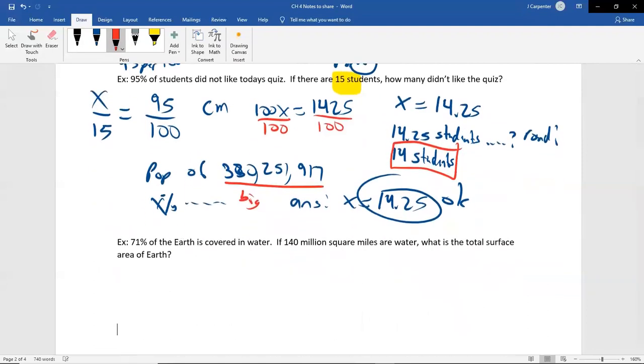There's that quiz peeking at you. 71% of the Earth is covered in water. This is not the quiz. If 140 million square miles are water, what is the total surface area of Earth? Oh, we're talking about percentages. We have one of the values, either part or whole, and we're looking for the other. We're going to set up a proportion, fraction equal fraction.